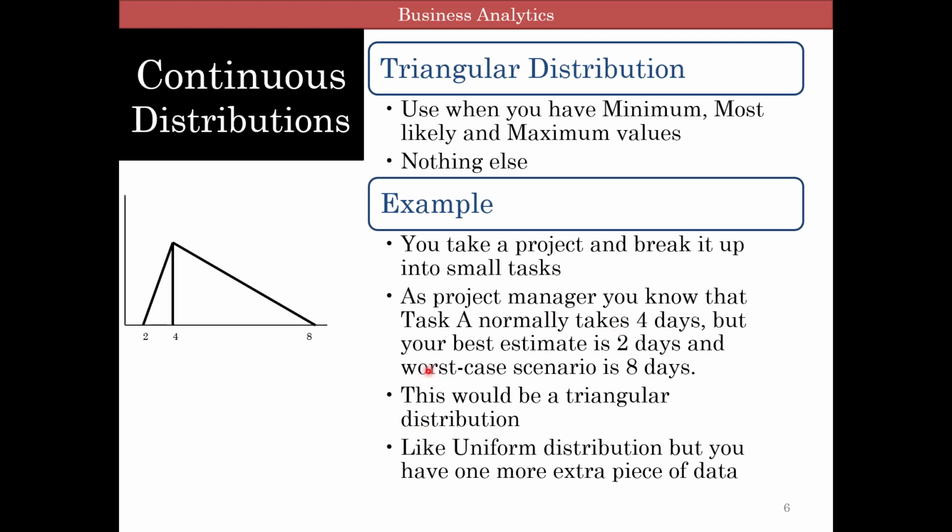As a project manager, you might know that task A normally takes 4 days. But your best estimate is 2 days. Worst case, it's going to take 8 days. And we often have scenarios like this when we work on a project. This would come under triangular distribution. It is very much like uniform distribution, except that you have 1 extra piece of data.